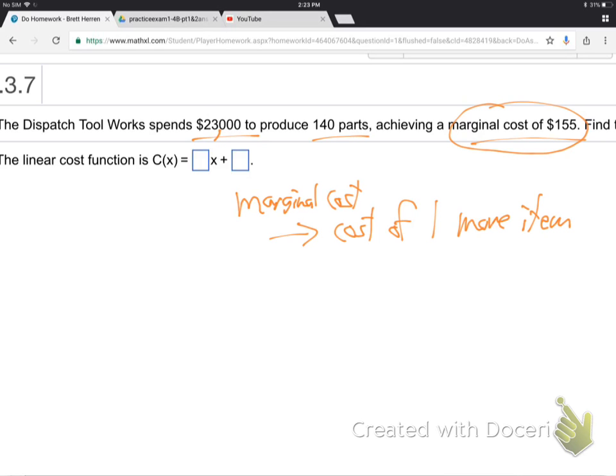So that means whatever it is we're making, we're making parts here. It cost them $23,000 to make all 140 parts.